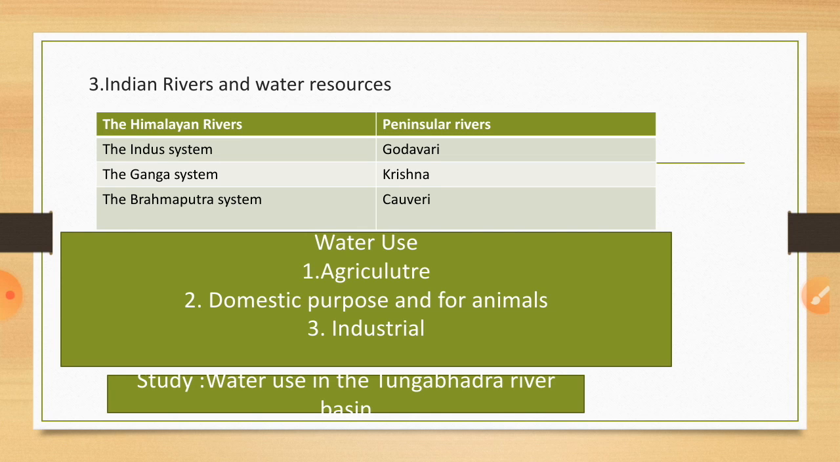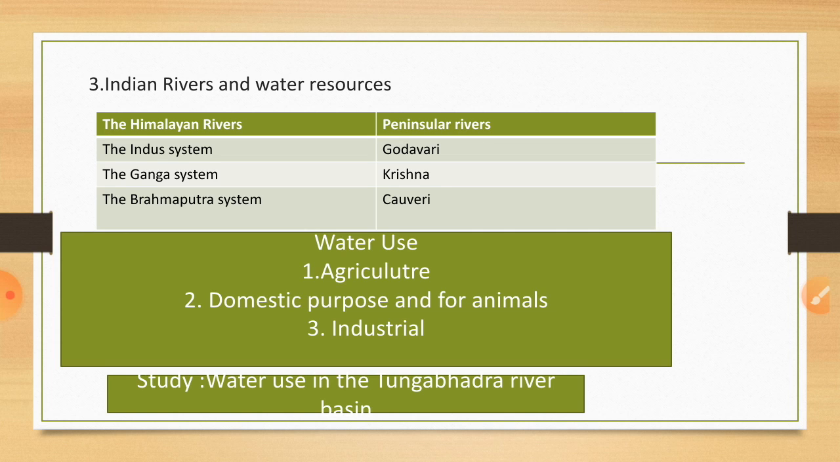Then after we'll start with the Indian rivers and water resources. Before getting into Indian rivers, you'll find the division of Indian rivers on the basis of drainage system. And the drainage system is not something which you think. It is the separation and the flow of the water. On that basis, they are separated into two categories: the Himalayan rivers and the peninsular rivers.